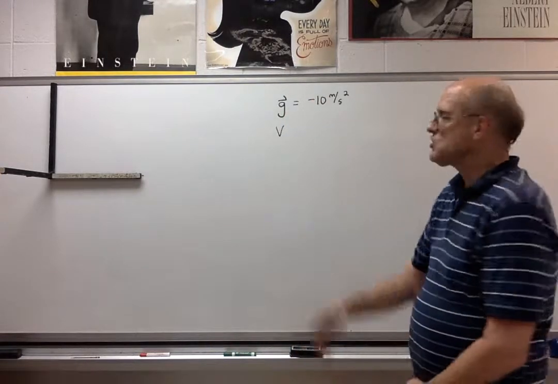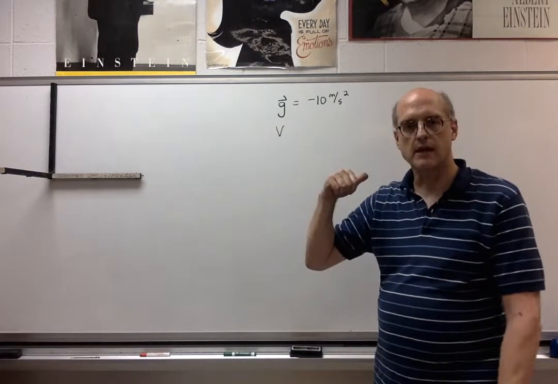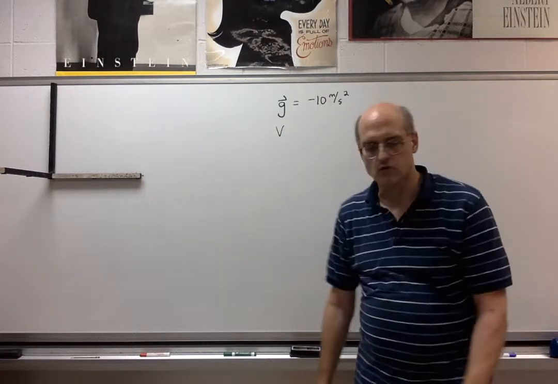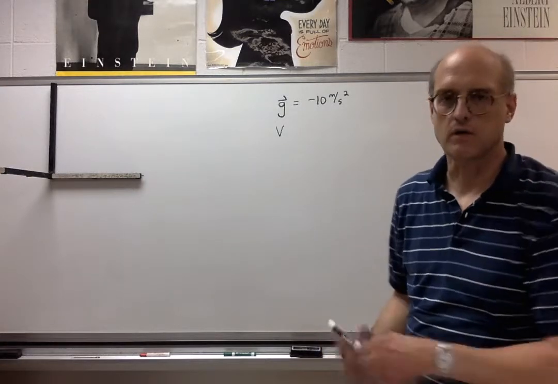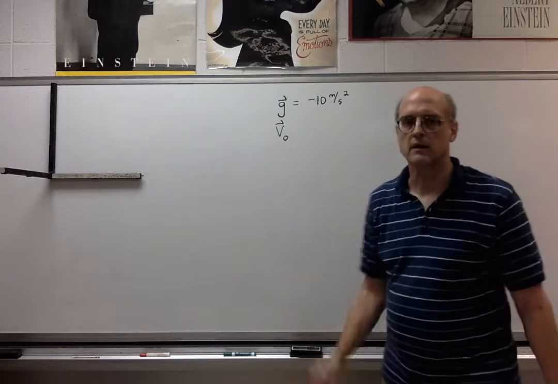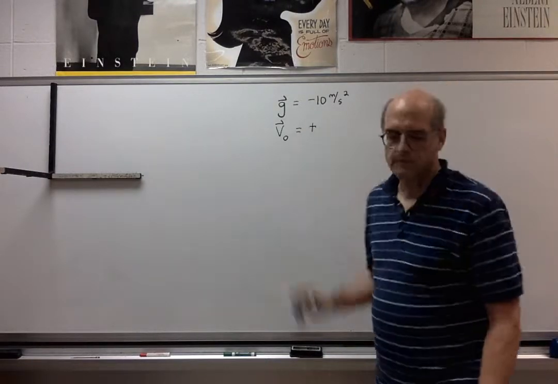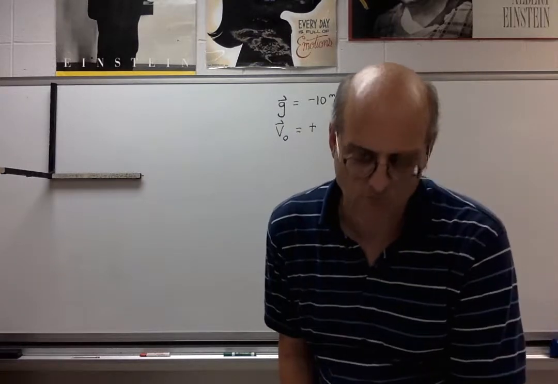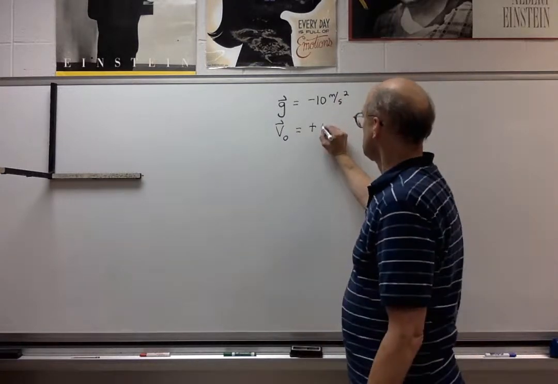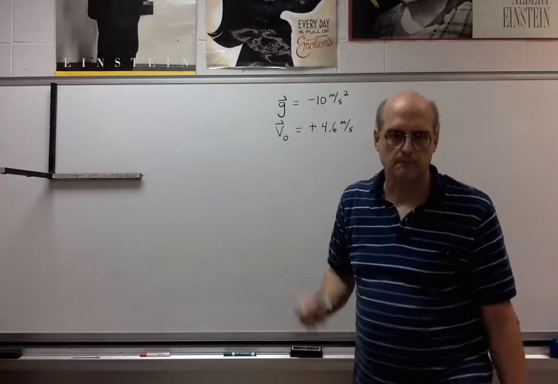So given information consists of the acceleration due to gravity, and I'm going to call down negative, so that's negative 10 meters per second squared. And then the original velocity of the ball, VO, is upward, so it's positive 4.6 meters per second.